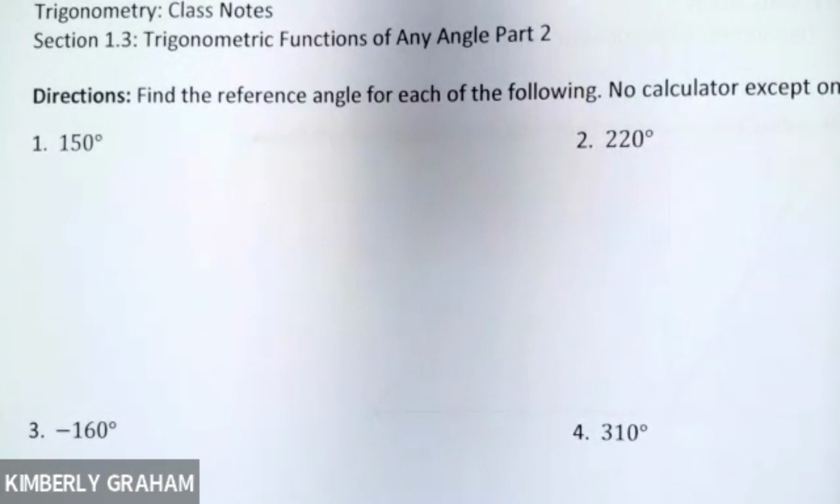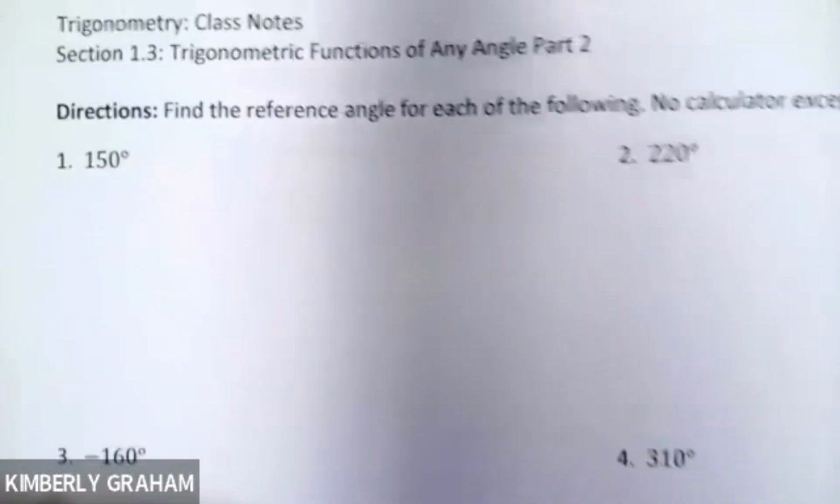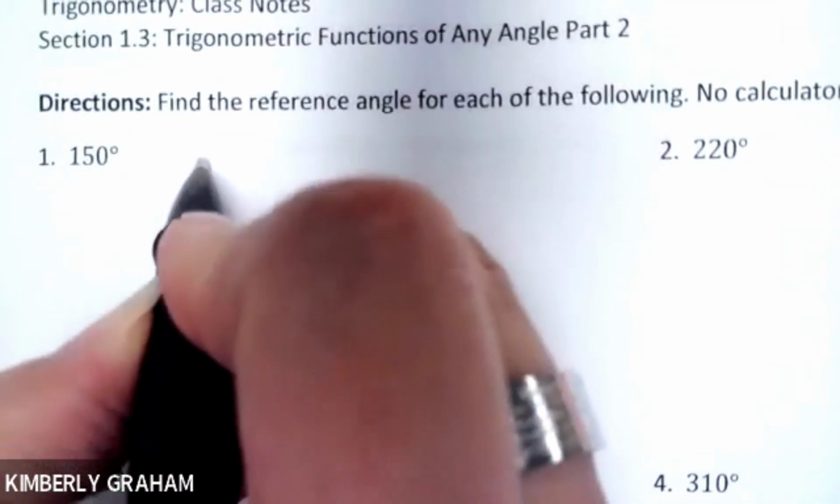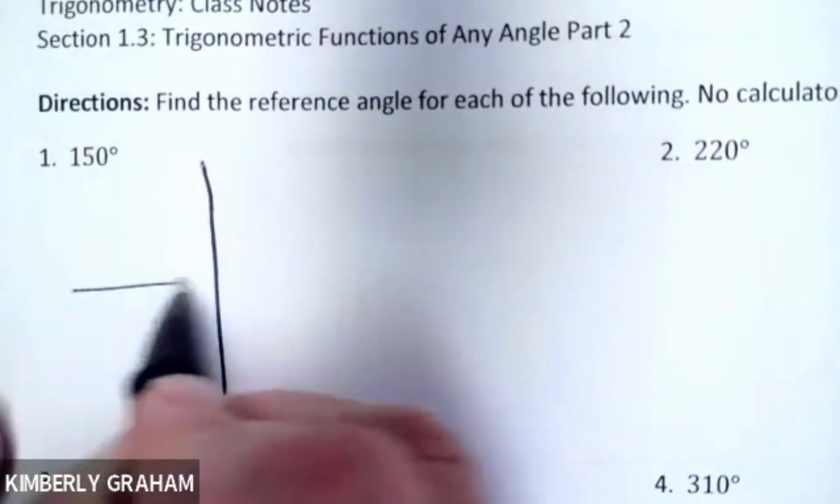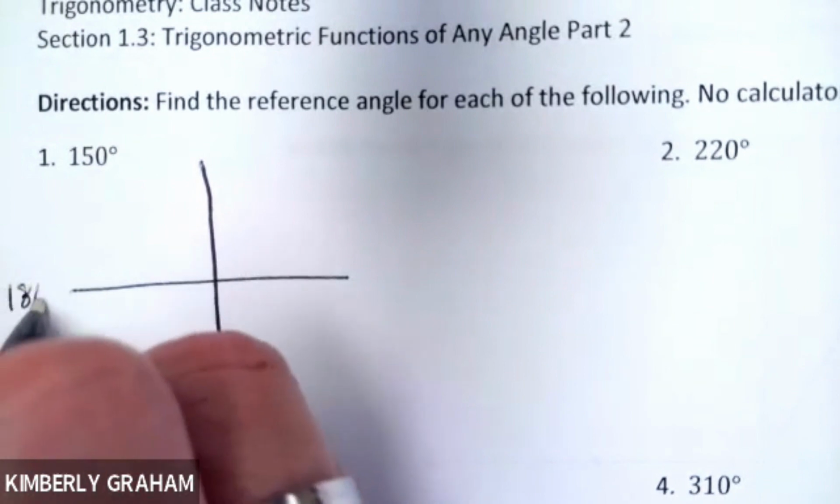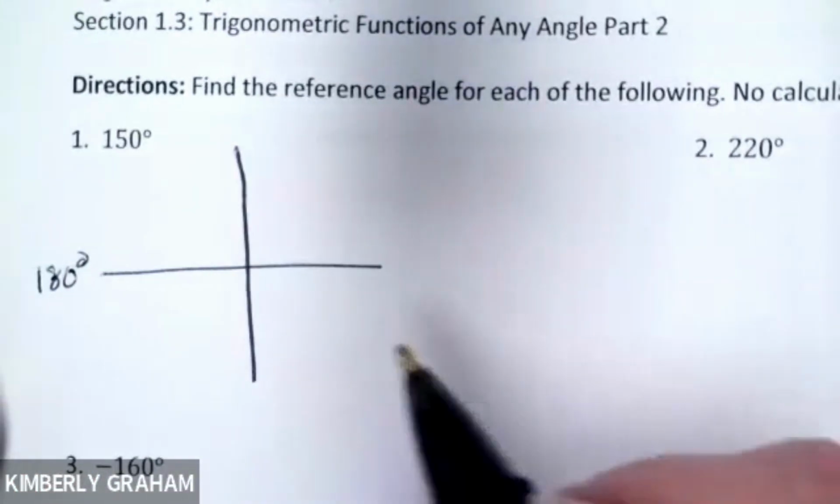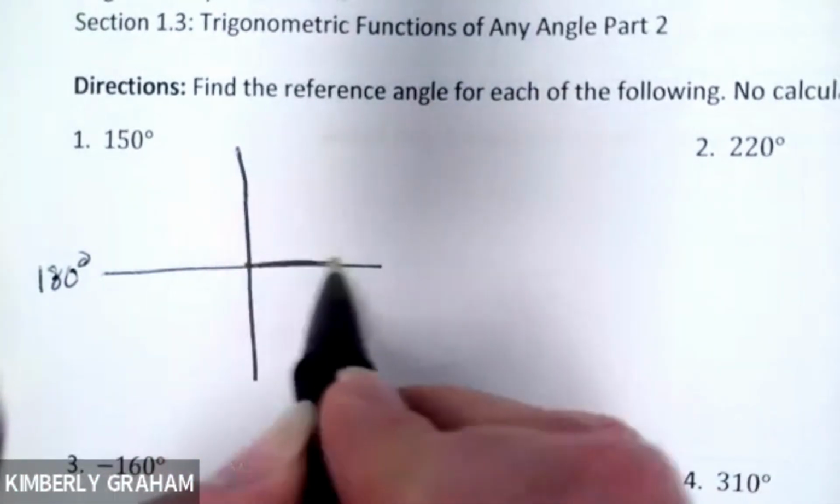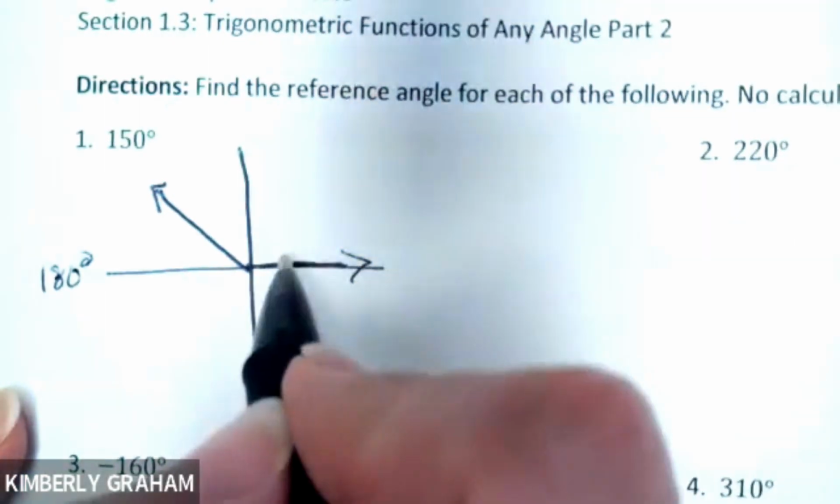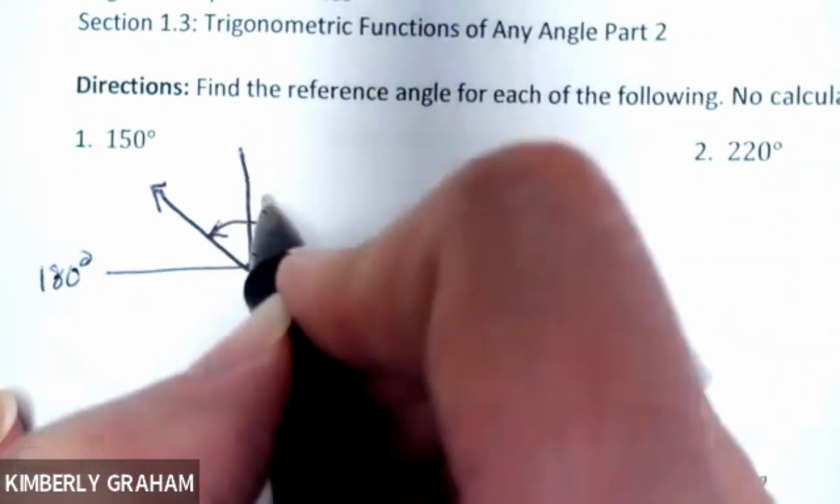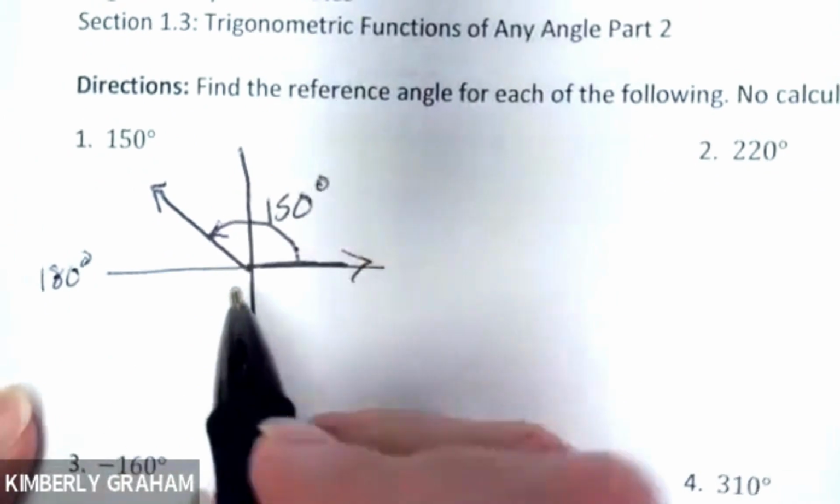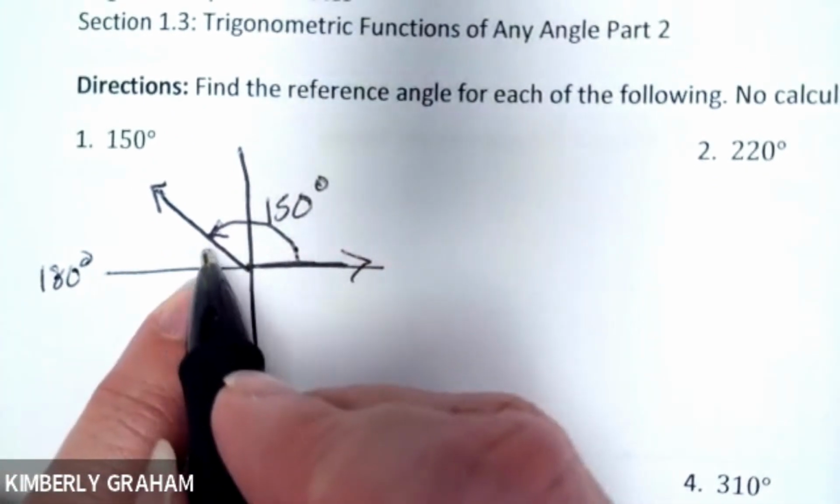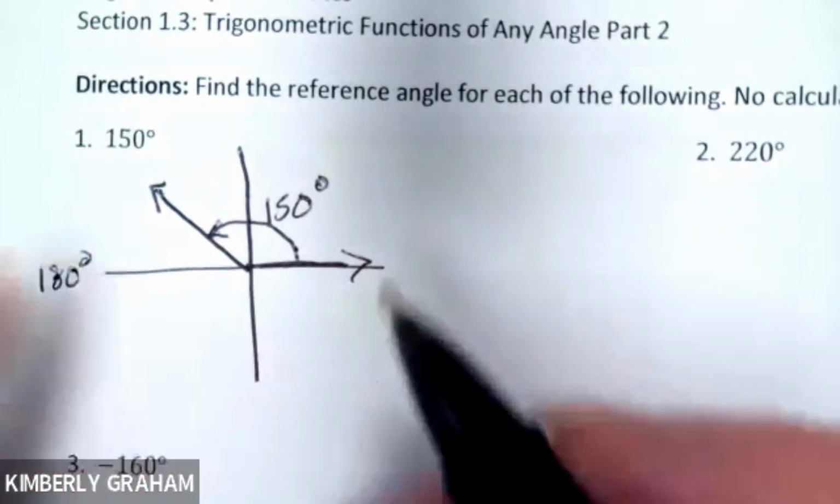So the first thing that I like to do is sketch the angle that I'm given. I know that a straight line is 180 degrees. So an angle that's 150 is going to be over here in quadrant 2. So this angle is 150. What is this reference angle going to be in here? 30.